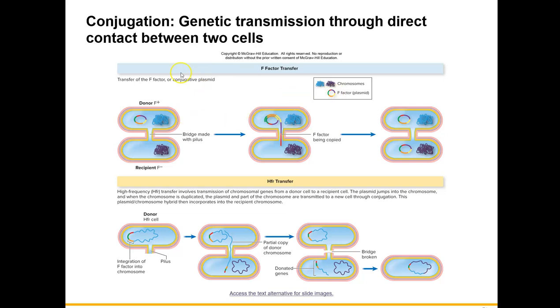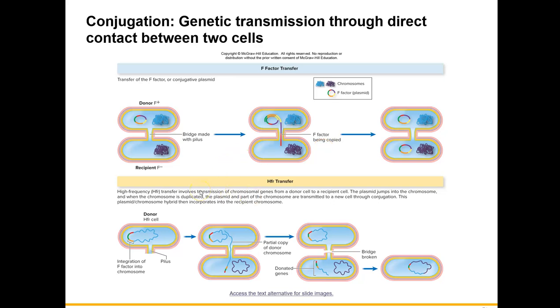So we have this F factor transfer. The F factor is replicated and a bridge is made between the F positive and the F minus, and it gives a copy of the plasmid to it through this tunnel or through this pilus.